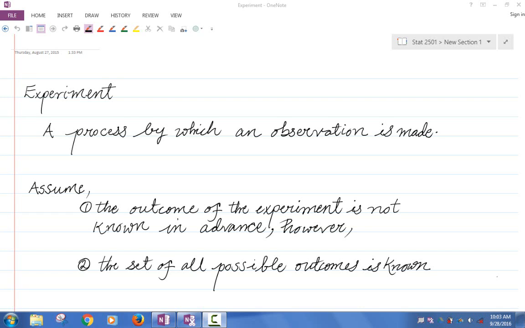Okay, so last time we started to talk about what an experiment is, what an event is, or what a sample space is, right? So let's quickly review that. So what is an experiment? An experiment is a process by which an observation is made.